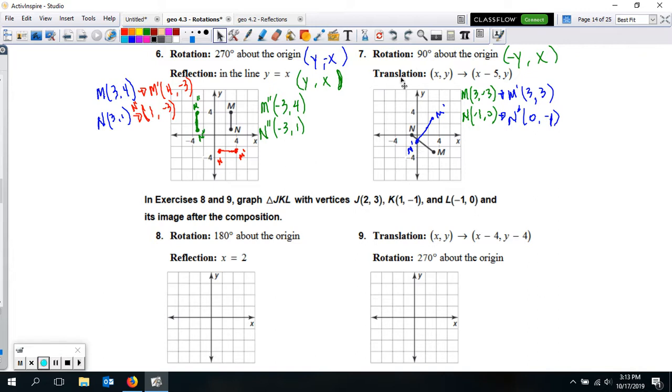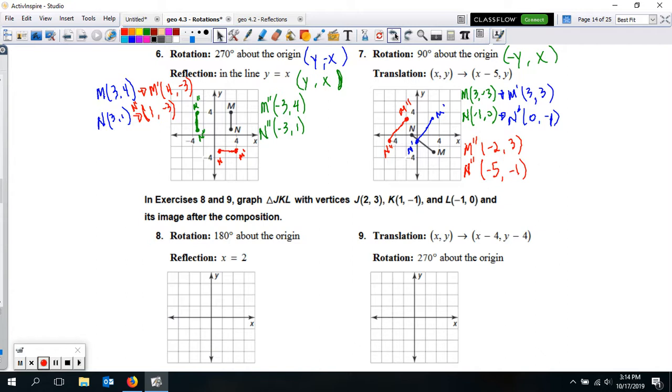And then for the next one, it says a translation. It tells you what to do. You just know to put your numbers in here. So your numbers from this one. So 3 goes here. 3 minus 5 is -2, but 3 will stay the same for y. So (-2, 3) for the M double prime. 0 goes in here. So 0 minus 5 is -5 for x, but -1 stays the same. So (-5, -1). And now we plot these 2 points on our coordinate plane and connect the dots to make our line.